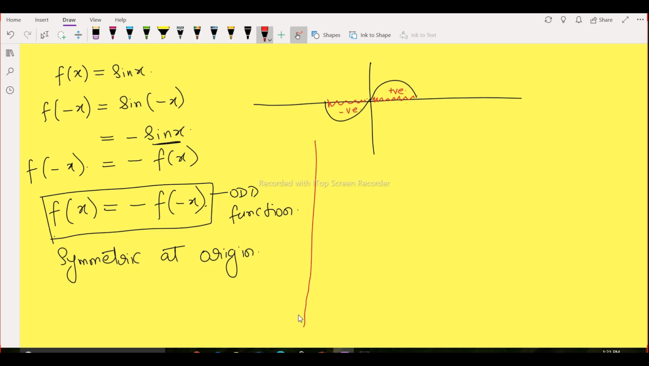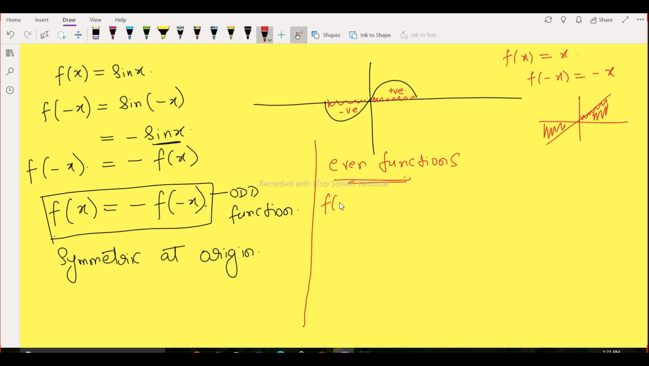Similarly, if I talk about even functions. See, sin x is just one example of an odd function. You have many odd functions. Let's say f(x) is equal to x, that is also odd. Why? Because f of minus x is equal to minus x. Even if you check the graph, y equal to x, here you will have the positive area and here you'll have negative. So it gets nullified.